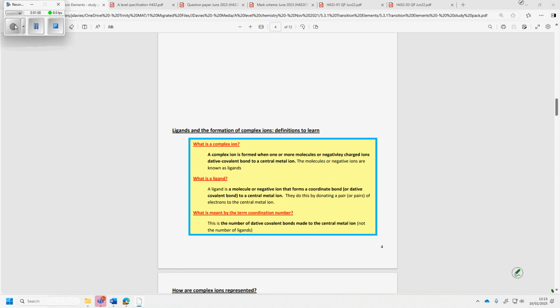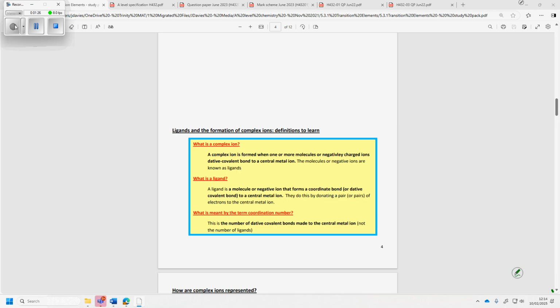So, similar definition, what's a ligand? A ligand is a molecule or a negative ion that is able to form a dative covalent bond to a central metal ion. The two definitions are clearly very, very linked. But you must know them. Absolutely must know them. Now, coordination number is the number of dative covalent bonds made to the central metal ion.